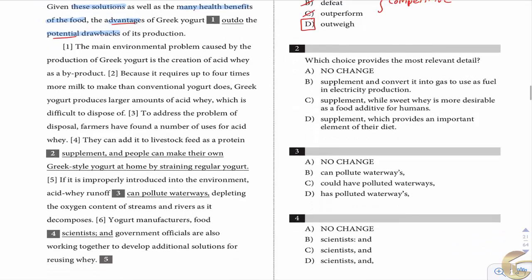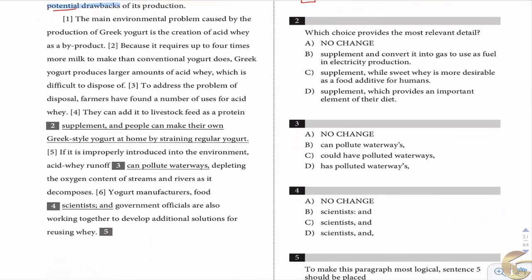Number 2 says, which choice provides the most relevant detail? So be aware on this question, in order to understand what is the most relevant detail, we need to know what the main idea of the paragraph is, because if we don't know that main idea, then we don't know what detail is most relevant for it. So as you're reading this paragraph, start to pay attention to the main idea. It says the main environmental problem caused by the production of Greek yogurt is the creation of acid whey as a byproduct. So we're talking about environmental concerns.